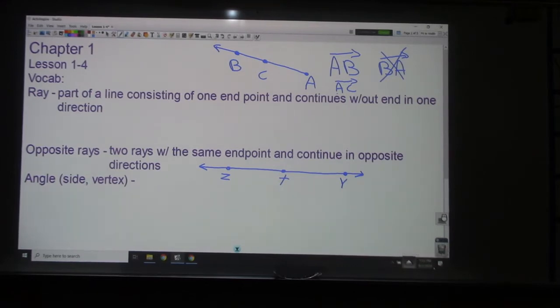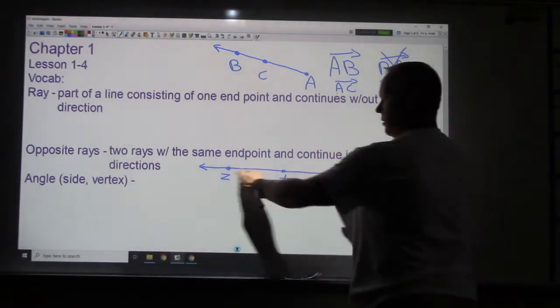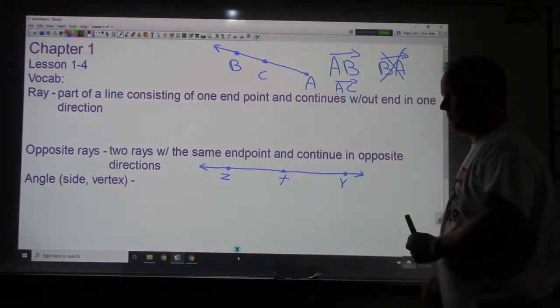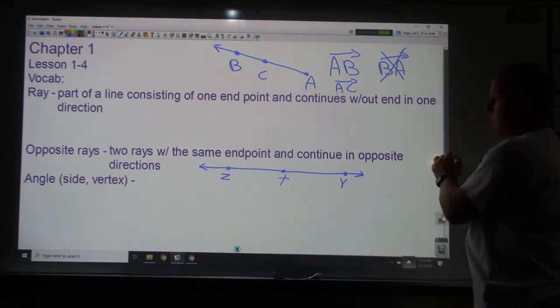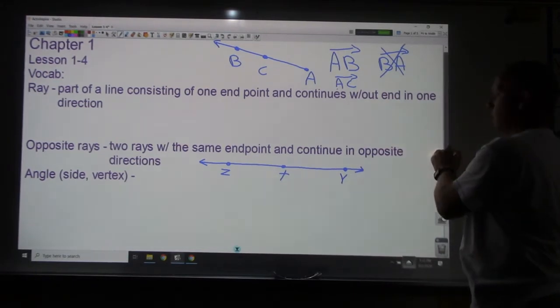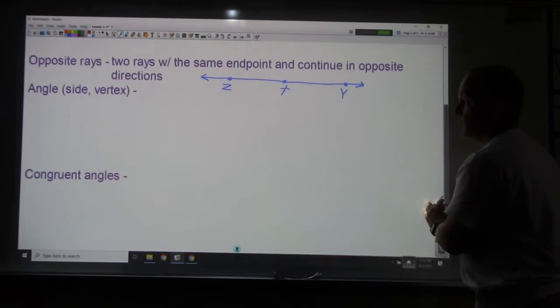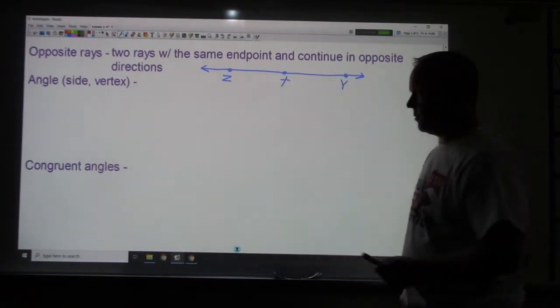They both start at point X, and one goes to the left, one goes to the right. They go in opposite directions. Notice when you have a pair of opposite rays, they look a lot like a line. Now, we're going to take our rays, and with our rays, we're now going to be able to construct angles.